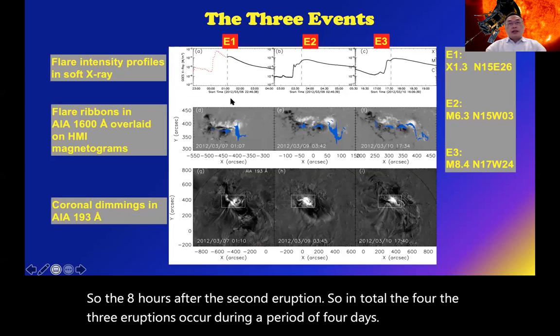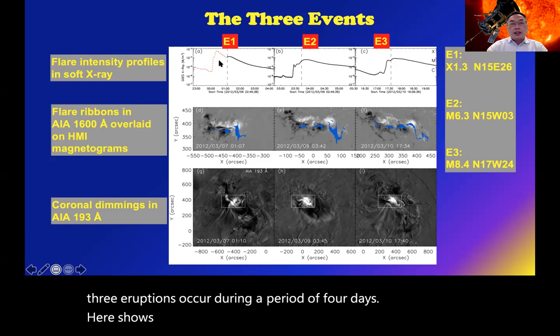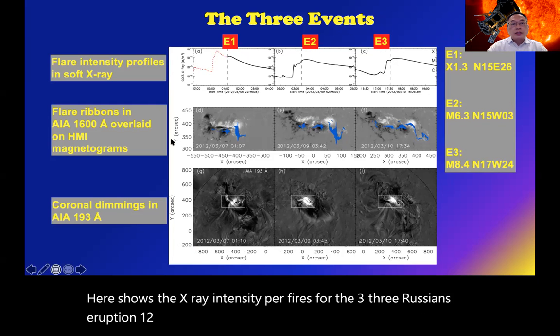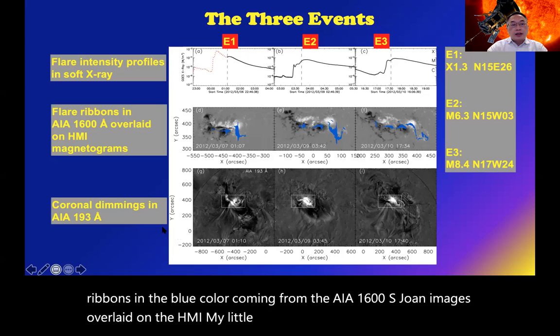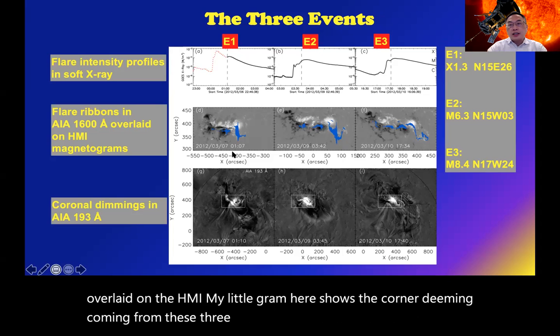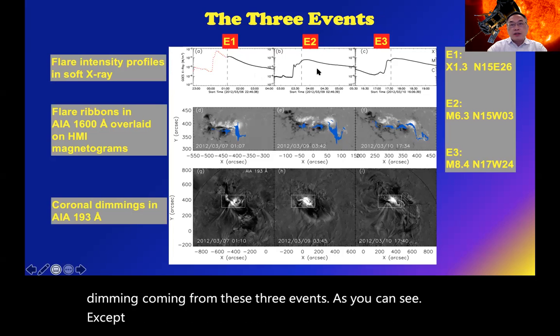So here shows the X-ray intensity profiles for the three eruptions, eruption 1, 2, and 3. The second row shows the flare ribbons in blue coming from the AIA 1600 angstrom images overlaid on the HMI magnetogram. Here shows the coronal dimming coming from these 3 events. As you can see, the X-ray profiles are similar. The location of flare ribbons are similar.